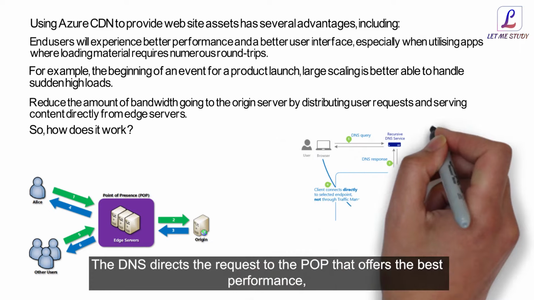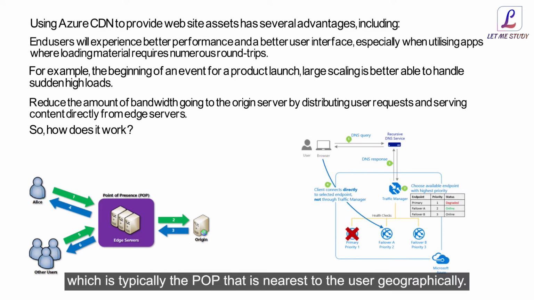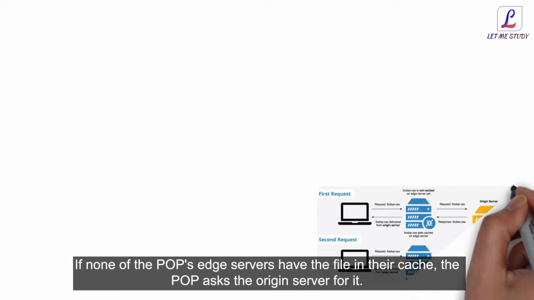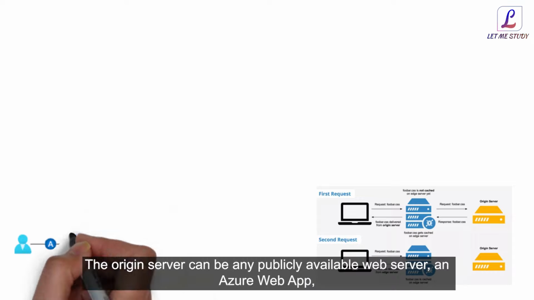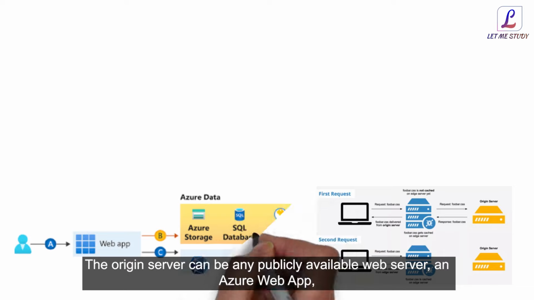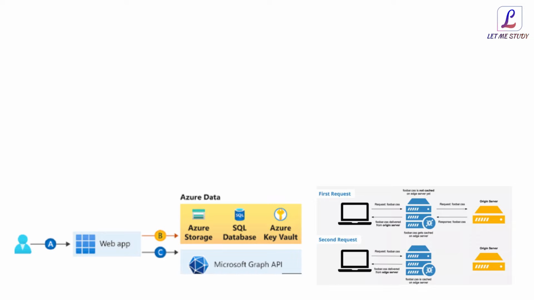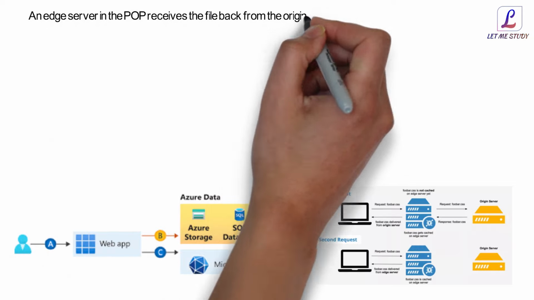The DNS directs the request to the POP that offers the best performance, which is typically the POP that is nearest to the user geographically. If none of the POP's edge servers have the file in their cache, the POP asks the origin server for it. The origin server can be any publicly available web server, an Azure web app, an Azure cloud service, an Azure storage account, etc. An edge server in the POP receives the file back from the origin server.